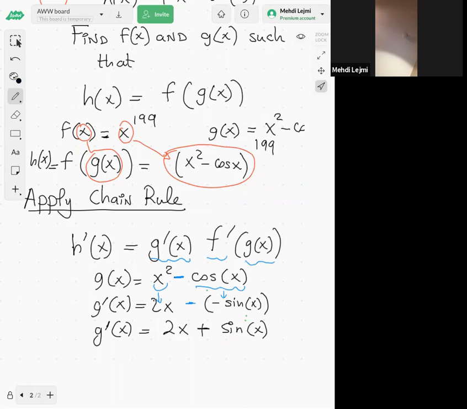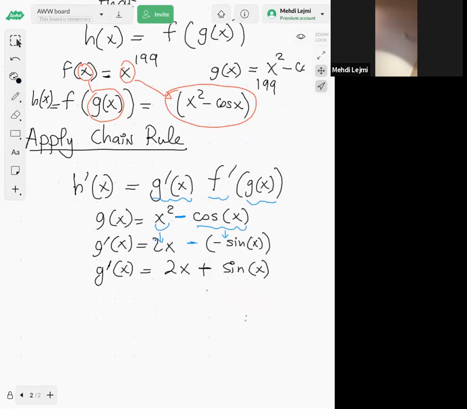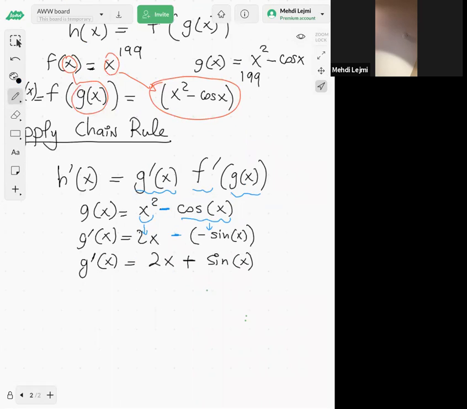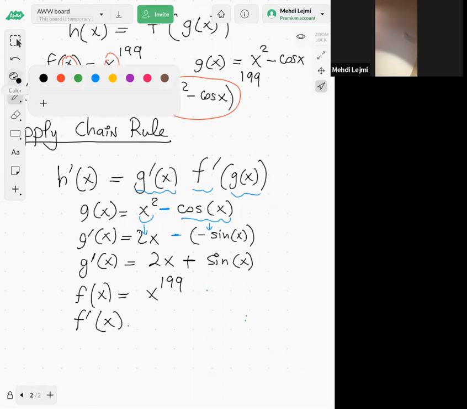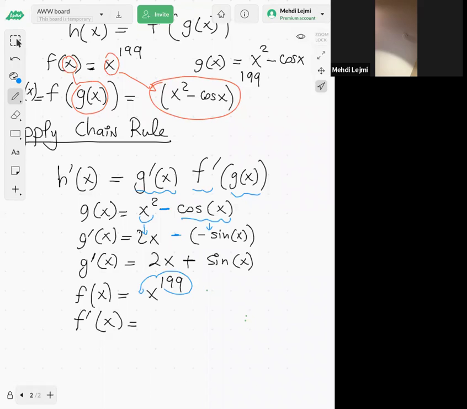So first I need f prime, right? So my f of x is x to the power 199. So then f prime of x, you bring down this power in front of x, so that will be 199 x to the power, and then you subtract 1, so that will be 198, right? But this is f prime of x, it's not f prime of g of x.